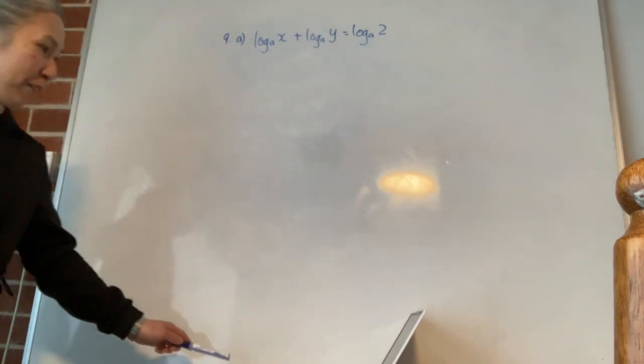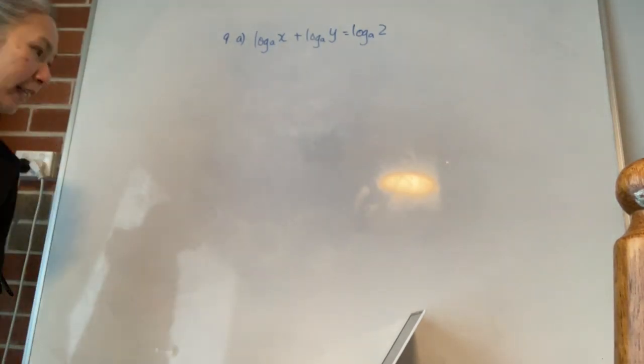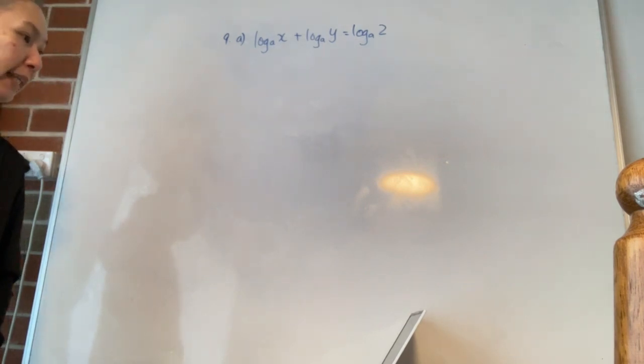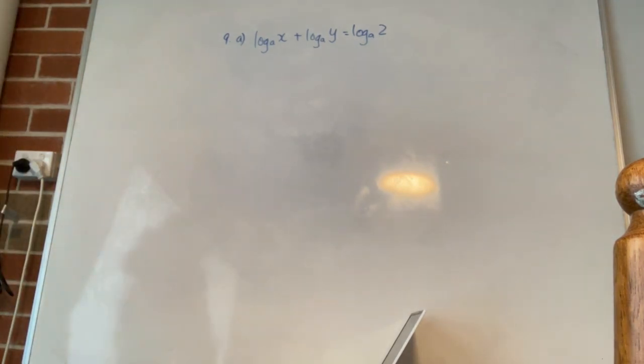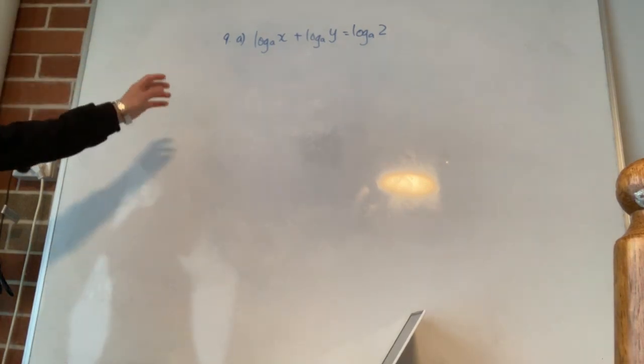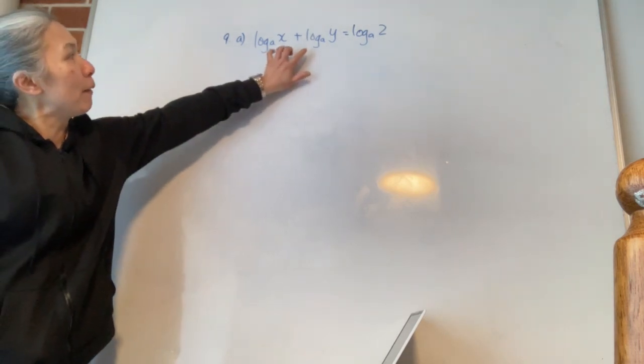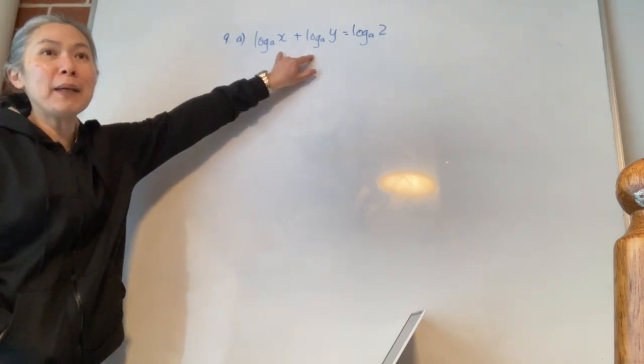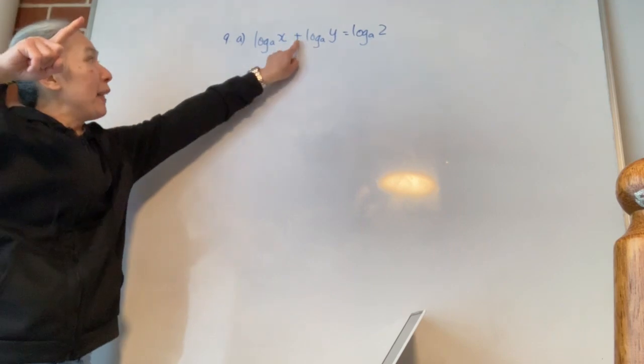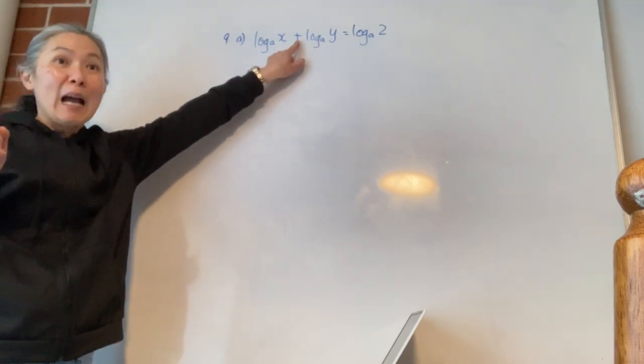Okay, and now if you look at question 9, I want to find the relationship between x and y that does not involve logarithm. So I want to get rid of log. I don't want to see the log in the answer. So if you're looking at just the left-hand side, what can you say about these two terms? Can you make it into one term? It's a plusing, means it is a timesing, right?